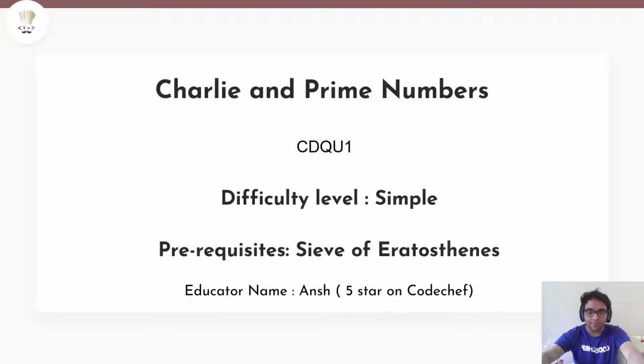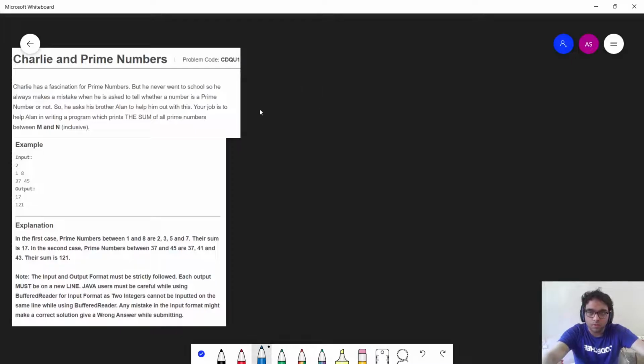Let's proceed to the problem statement. Now let us try to understand the problem statement. Basically, Charlie has a fascination for prime numbers, but he never went to school so he always makes a mistake when he has to tell whether a number is prime or not. So he asks his brother Alan to help him out.